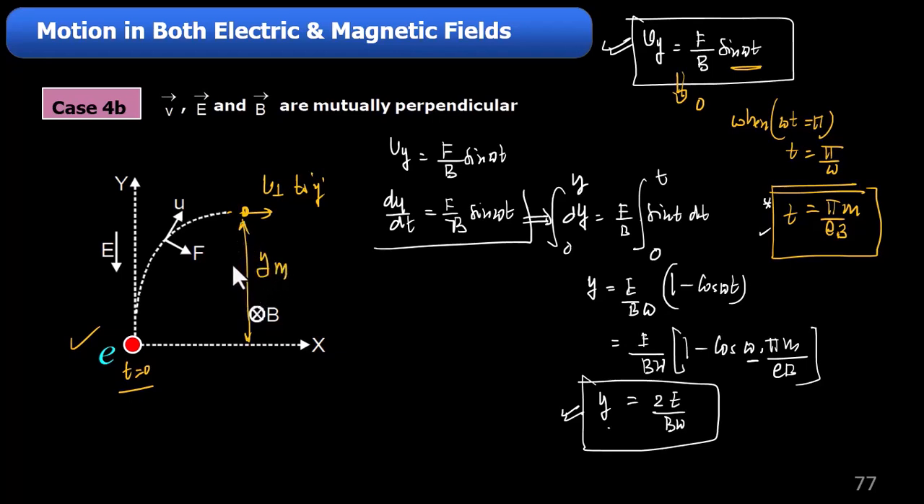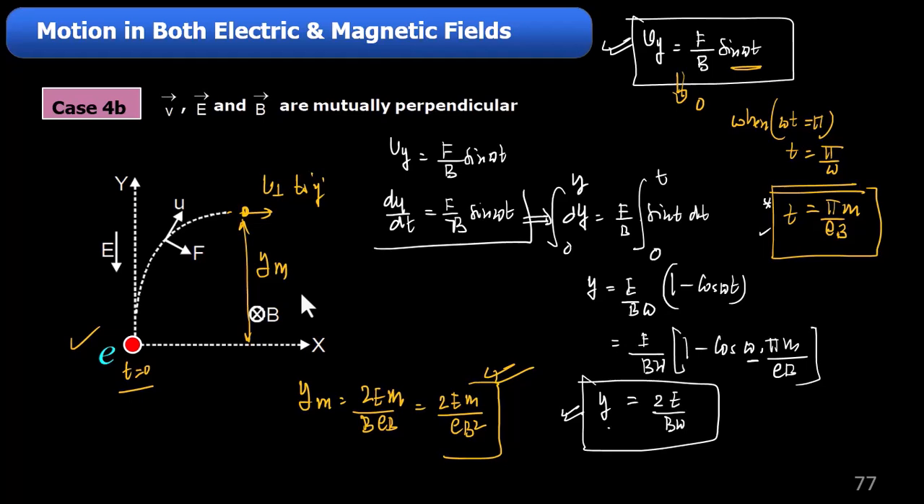Okay, so maximum, this is the displacement of the particle, and that is equal to how much? That is equal to 2E by B omega. If I further simplify it, y maximum should be equal to 2E by B omega, B. And what is omega? Omega equals E B by m. So ultimately what I am getting is 2Em divided by E into B square. That is the y max. So this is the maximum displacement of the particle along the y direction.